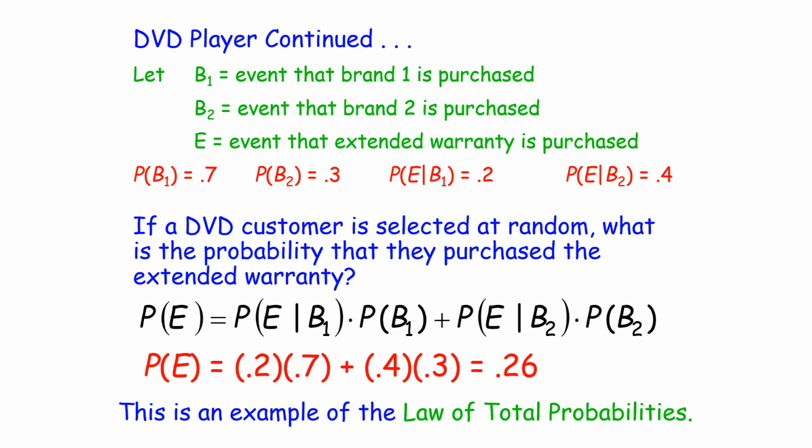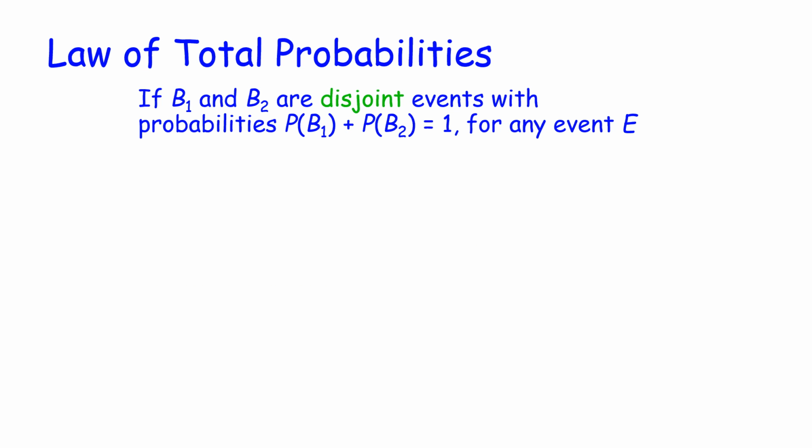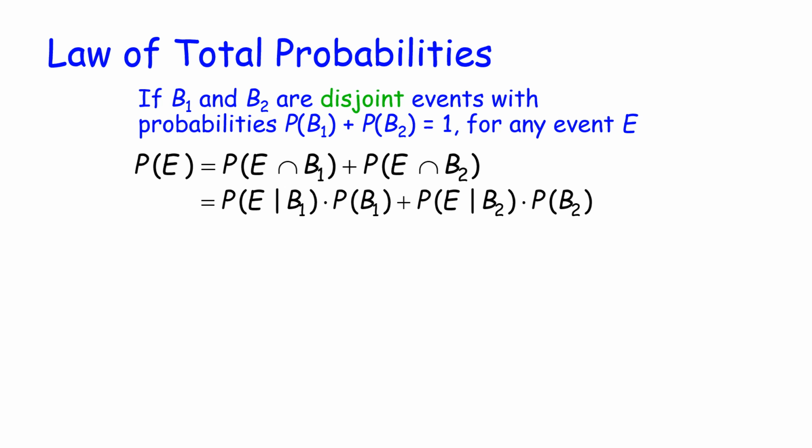The law of total probabilities says that if B sub 1 and B sub 2 are disjoint events with probabilities of B sub 1 and B sub 2 summing to 1, then for any event E, the probability of E equals the probability of E and B1 plus the probability of E and B2, which we can then write as the probability of E given B1 times the probability of B1, plus the probability of E given B2 times the probability of B sub 2.